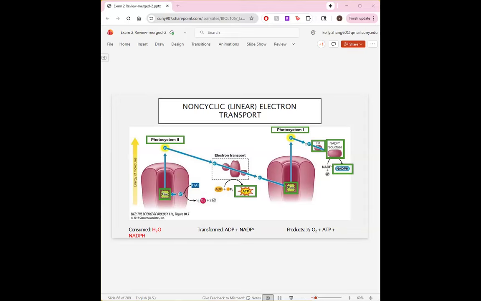So both photosystem 2 and photosystem 1 absorb photons and eject electrons. Photosystem 2 recovers the electrons by oxidizing H2O to O2, and photosystem 1 recovers the electrons from photosystem 2. So it's just passing the electrons. Primarily, photosystem 2 absorbs light at 680 nanometers, and photosystem 1 absorbs light at 700 nanometers.